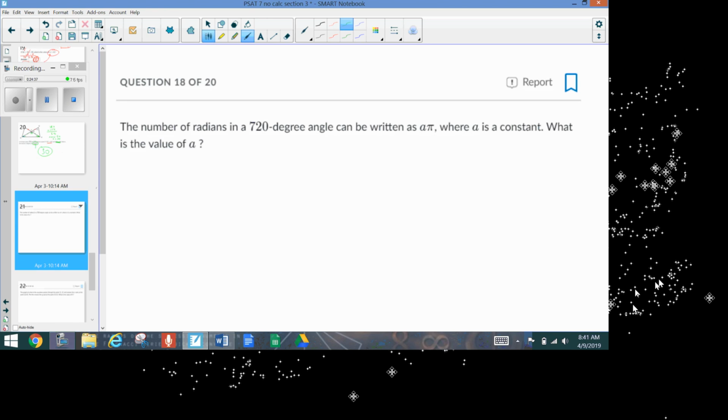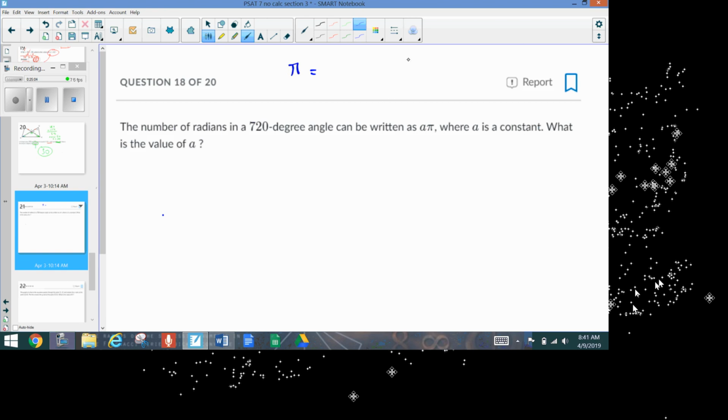The number of radians in a 720-degree angle can be written as a pi. What is a? The constant. We're supposed to know that pi is equal to... you complete the sentence. Pi is not equal to 3.42 in this question.